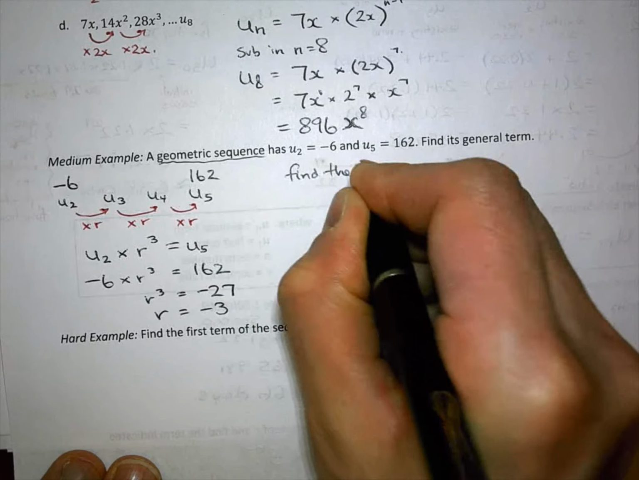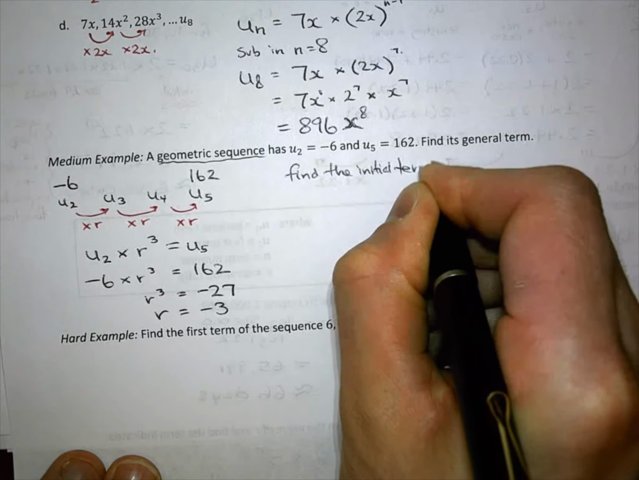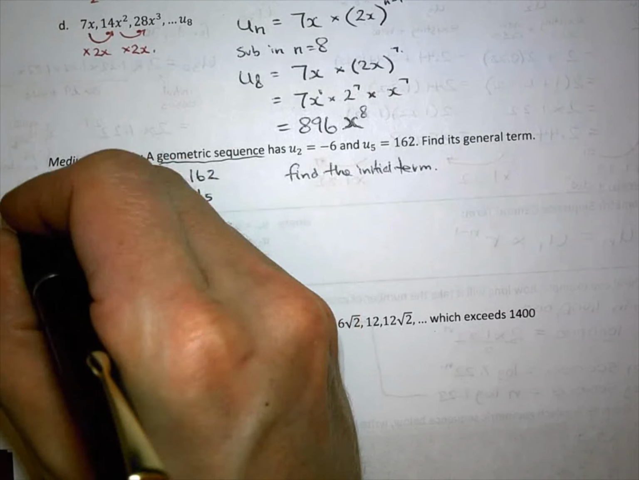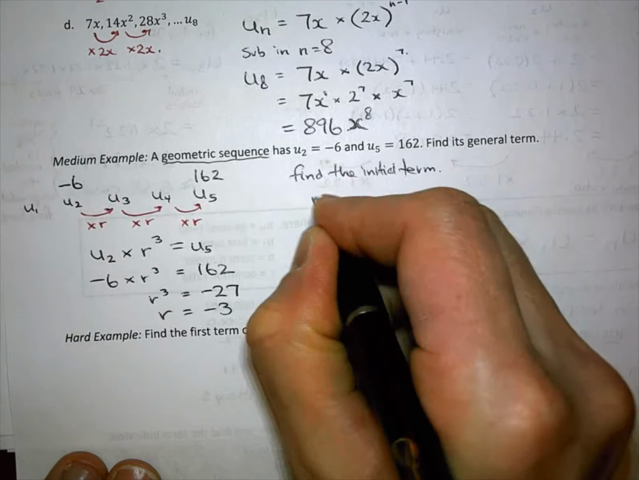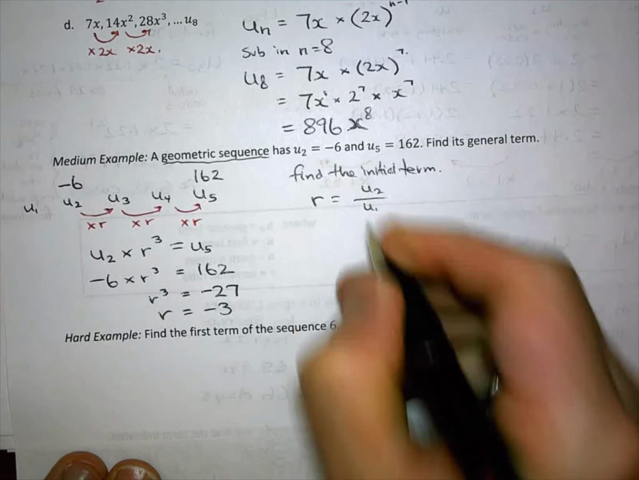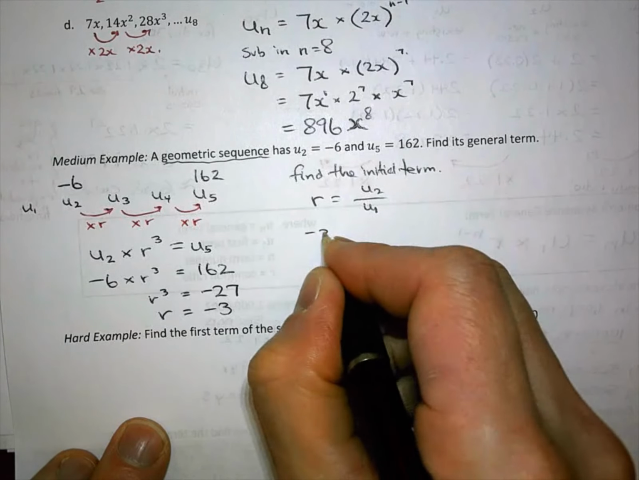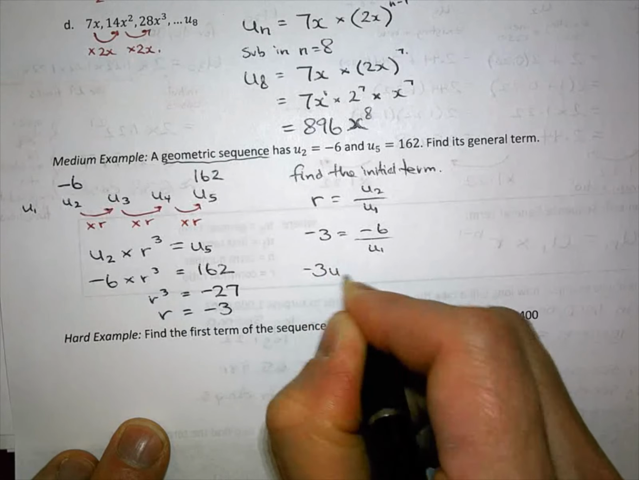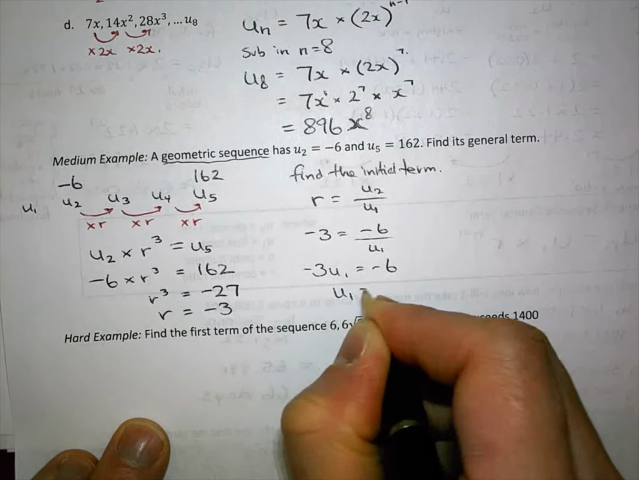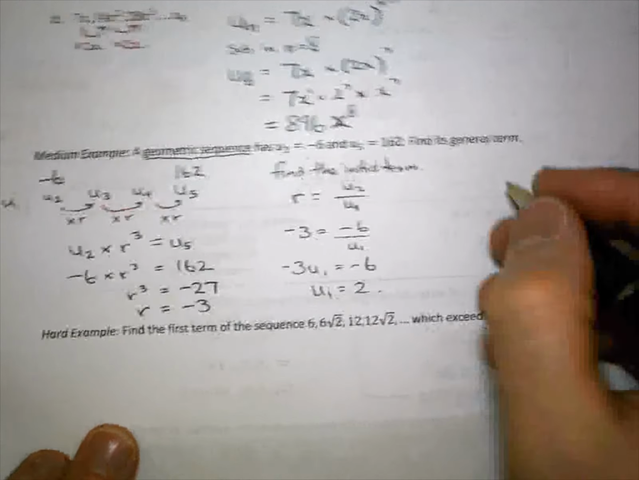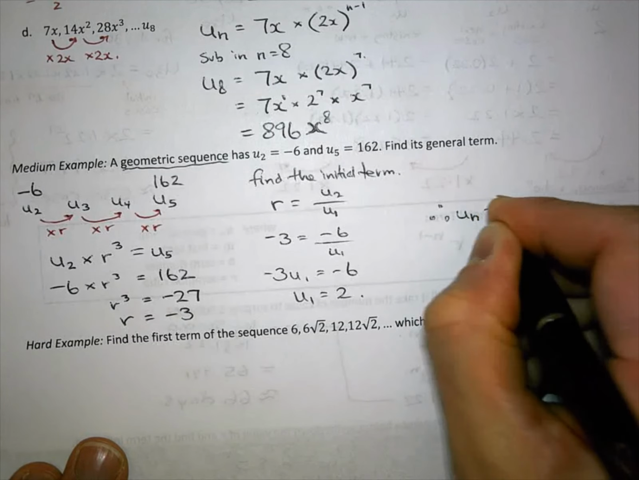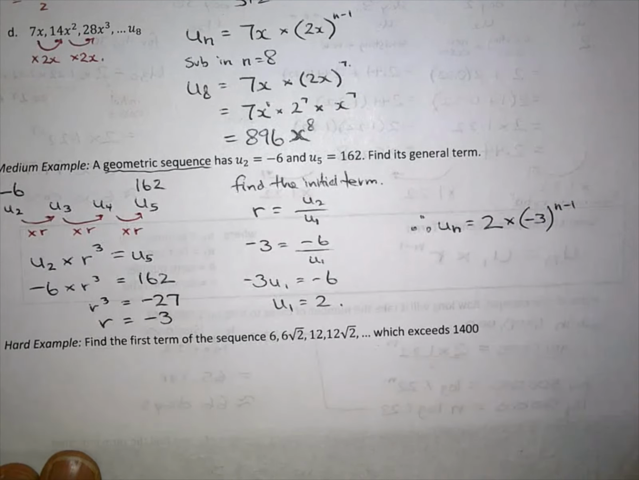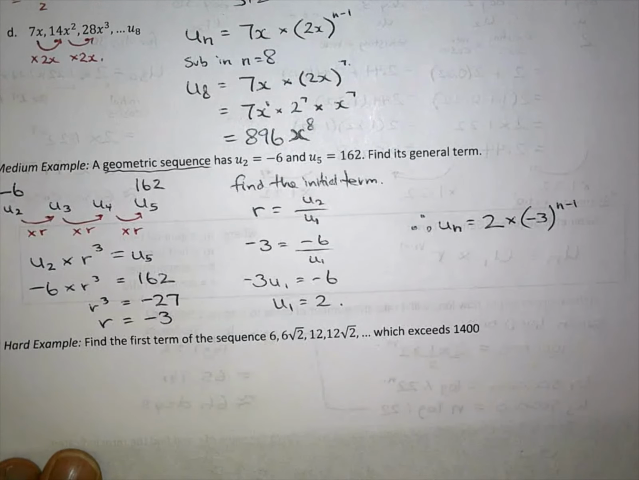So I have to do another expression to help figure out what the initial term is. Find the initial term. Well, I know the relationship between u2 and u1. If u1 is here, I know that r is equal to u2 over u1. So I have -3 is equal to -6 over u1. That gives me -3 u1 is equal to -6. That gives me u1 is equal to 2. So therefore, un is equal to 2, the initial term, times -3 to the power of n minus 1. And you could test it out if you weren't sure.